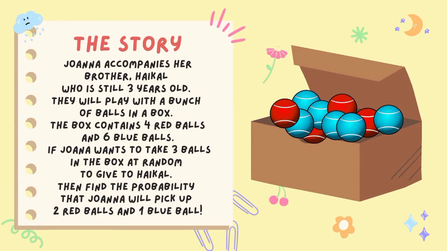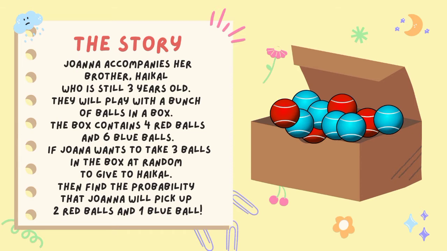So, here's the story. Juana accompanies her brother, Haikal, who is still 3 years old. They will play with a bunch of balls in the box. The box contains 4 red balls and 6 blue balls. If Juana wants to take 3 balls in the box at random to give to Haikal, then find the probability that Juana will pick up 2 red balls and 1 blue ball.